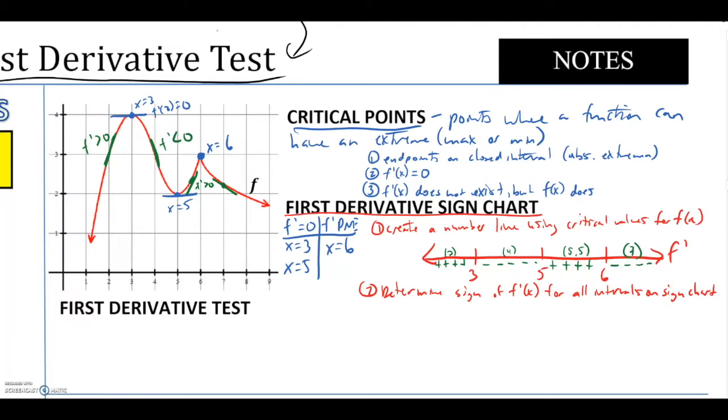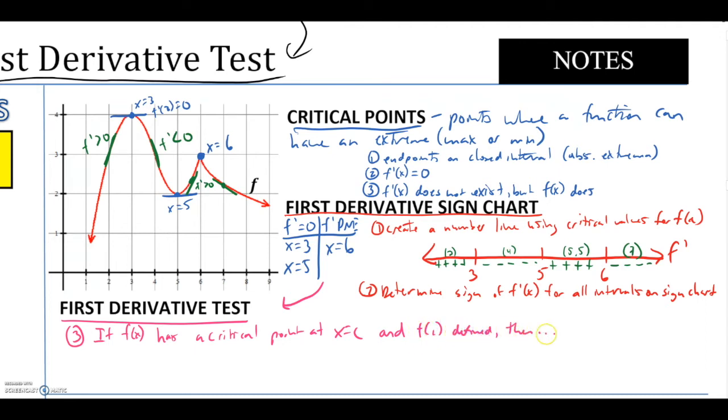And so the idea of this first derivative sign chart, which we've just created, is that it leads directly into the title of this section, the first derivative test. So really treat this as kind of being step 3 to the process. 1, we've created our number line. 2, we've determined signs for the derivative in between each of our critical points. And what our first derivative test says, if f of x has a critical point at x equals c, and f of c is defined, then we have 2 things that could be happening.